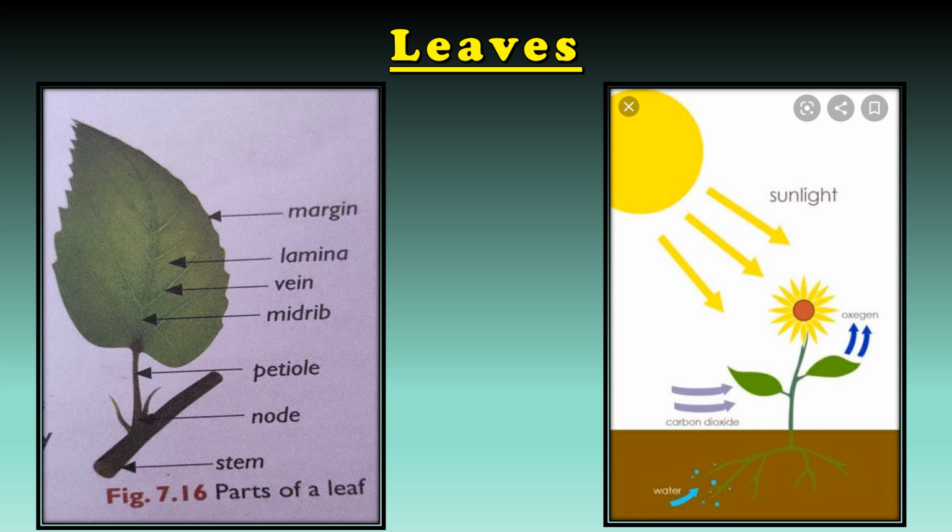Leaves grow at the nodes of the stem. I have told you about the node. They are attached to the stem by a stalk called the petiole. Marks are given in the picture. Keep in mind, leaves of some plants such as grass do not have a petiole. They are directly attached to the node.